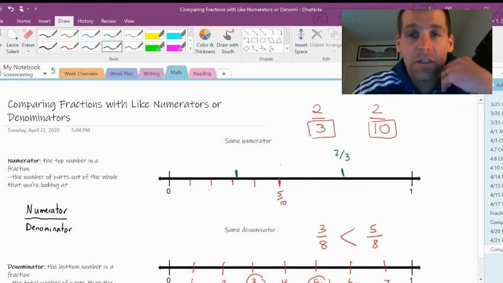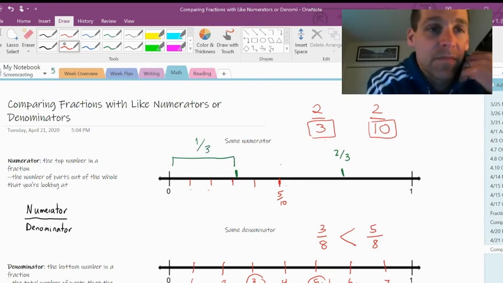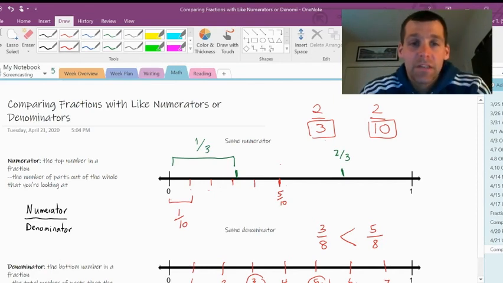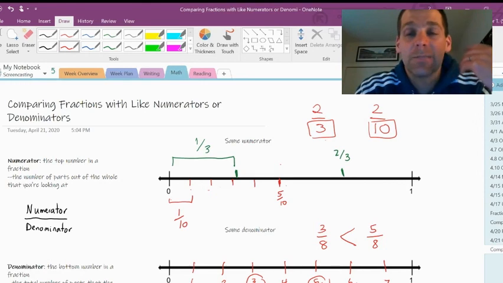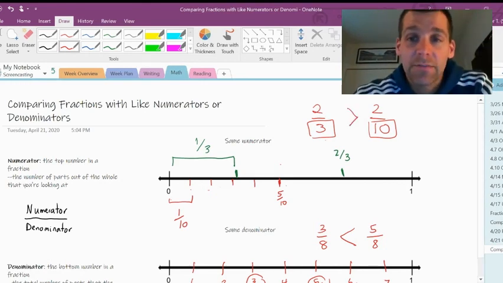Because thirds are larger pieces, each of these thirds here, this is 1/3. If I look at this, 1/10 is only this small, right? It's a really tiny piece. So when our number on the bottom is larger, the piece is smaller. So keep that in mind when you go about comparing your fractions, okay?